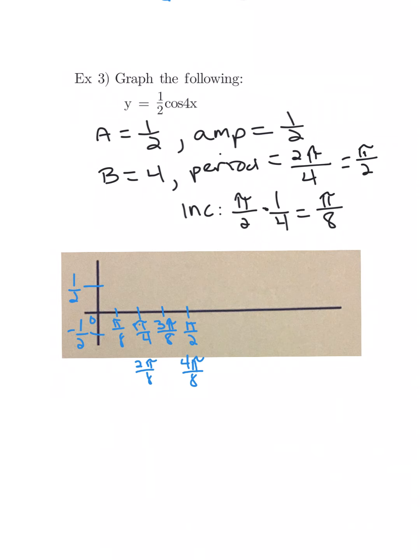It's the cosine function. The cosine function always starts up, and then you go to 0, down, back to 0, up. So here is the graph of our cosine function.